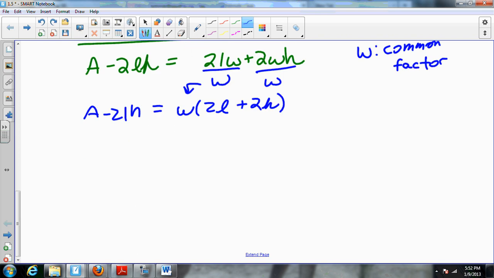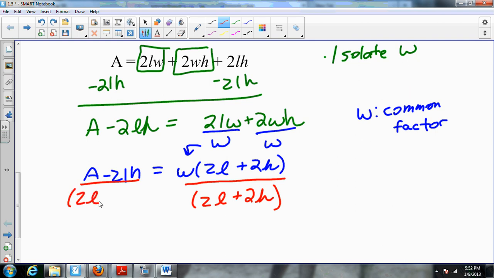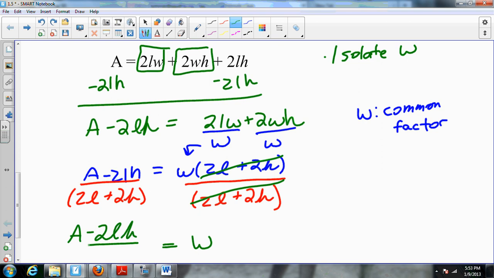Now W is multiplying the parentheses 2L plus 2H, so we need to divide by the 2L plus 2H. So it will cancel on the left. And we have now isolated W, and it equals A minus 2LH over 2L plus 2H.